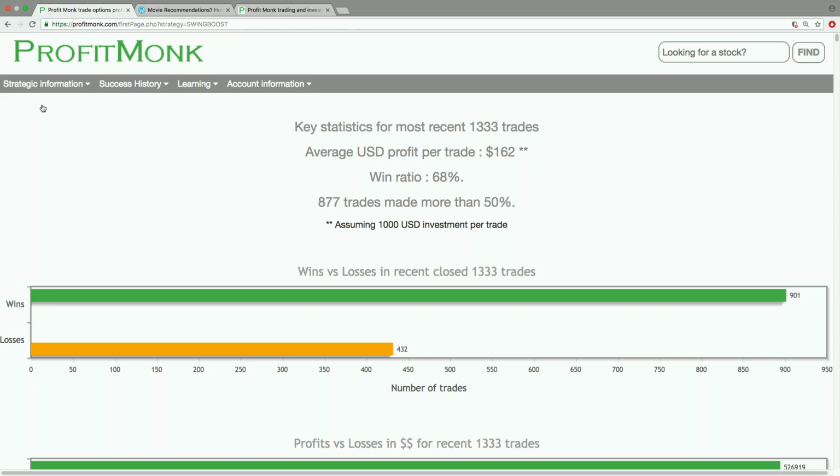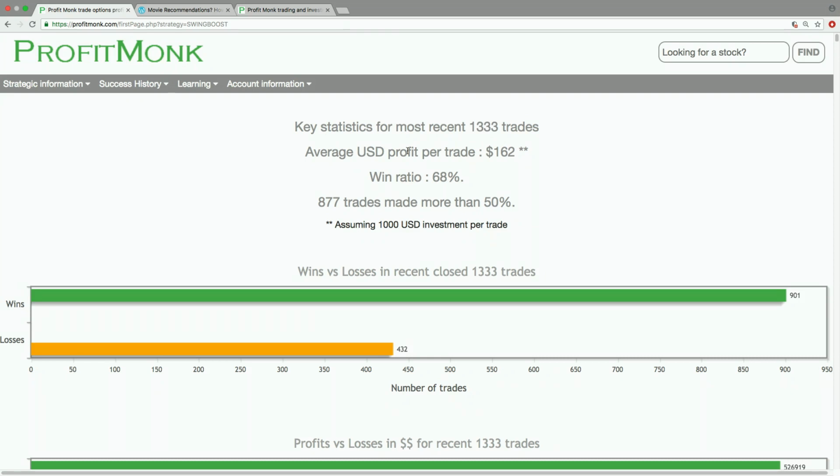So when you hit an algorithm page, you come here and you see some data. The first piece of data is key statistics for the most recent 1,333 trades. So what's the magic here? Why 1,333? Highlighting grays it out, so I shouldn't highlight that. Okay, so 1,333 trades.